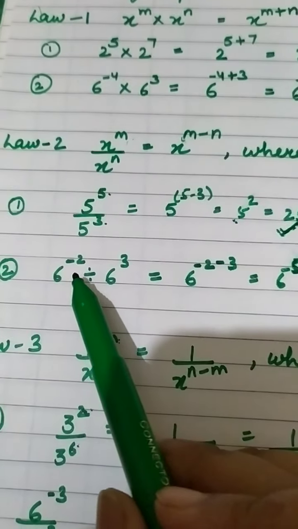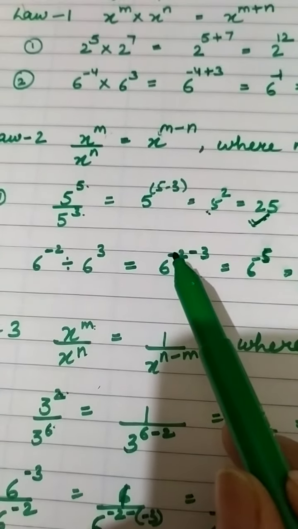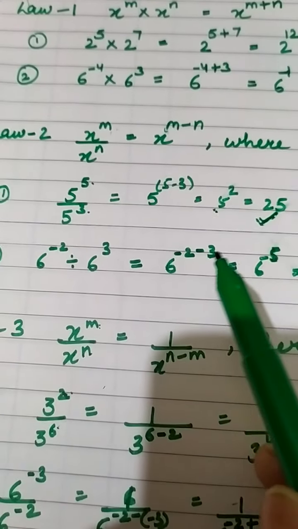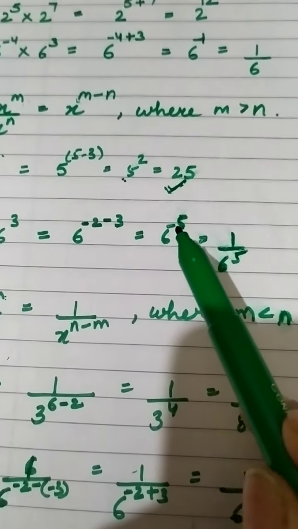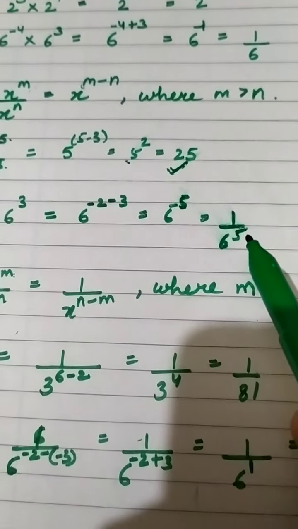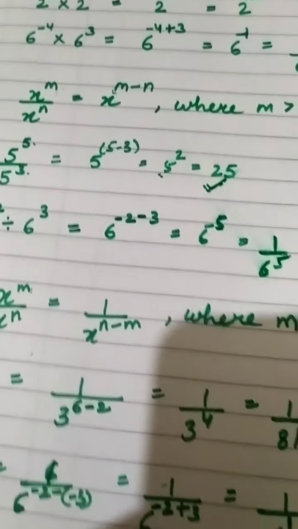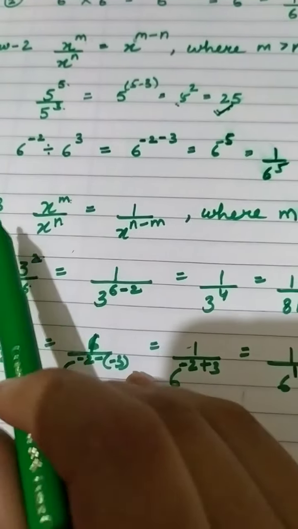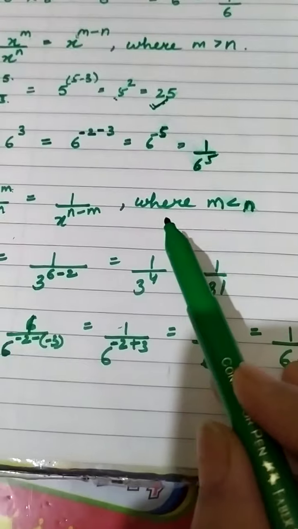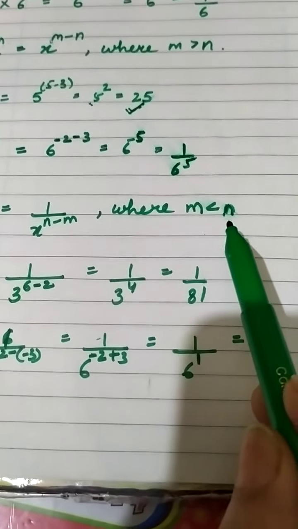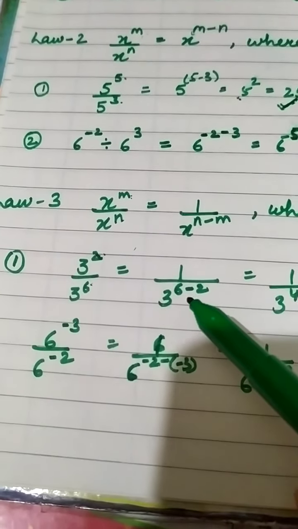In this case also, if the powers are in division, we have to subtract them: minus minus becomes plus, so 3 plus 2 is 5, but the sign will be minus. Then it is negative, so we take the reciprocal, that is, 1 upon 6 raised to the power 5. Now comes law 3. In law 2 we saw that m is greater than n, but in law 3, n is greater than m. Then we have to take the reciprocal.